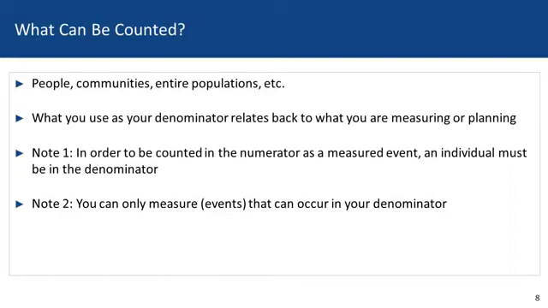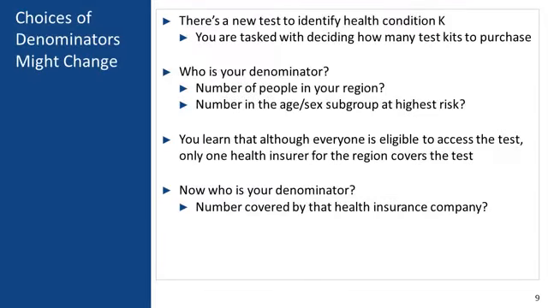So what is it that can be counted? People, communities, or entire populations? What you use as your denominator relates back to what you are measuring or what you are trying to do. There are two important notes to consider. Note 1. In order to be counted in the numerator as a measured event, the individual must also be in the denominator. You can only count numerator events drawn from the overall population that you are looking at. Note 2. You can only measure events that can occur in your denominator. Again, events must be drawn from the overall population that you are aiming to count.